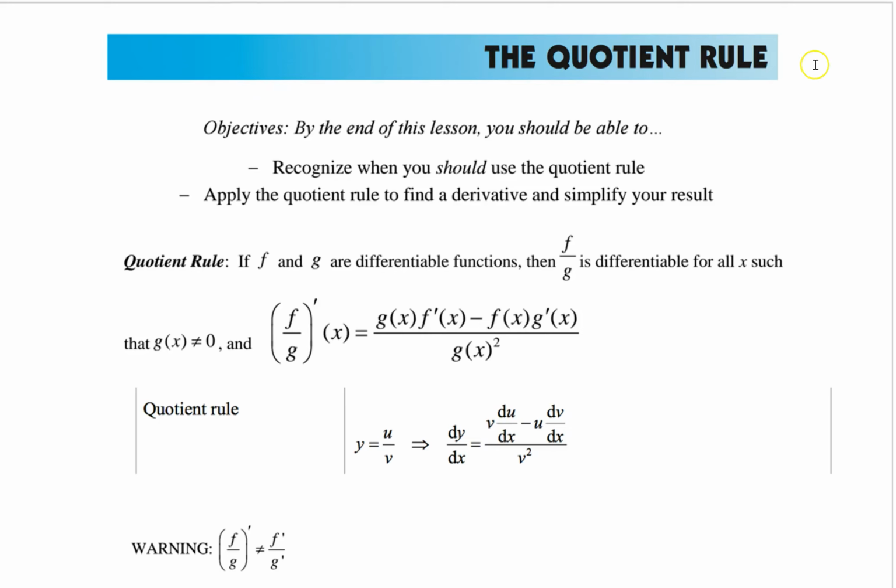The quotient rule. Very similar to the product rule, it's when we want to divide functions, we do it using a quotient rule. So, objectives. By the end of the lesson, you should be able to recognize when you should use the quotient rule. Notice how it's italicized, should. We'll talk about that. And apply the quotient rule to find derivatives and some final result.